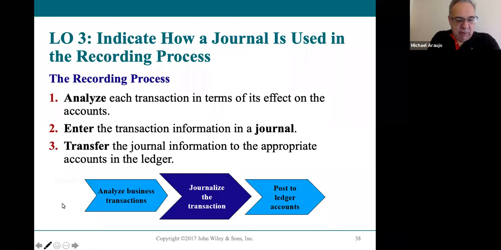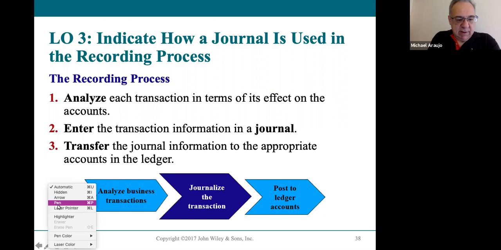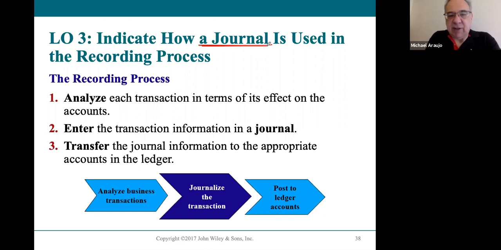All right, so welcome to Learning Objective 3 in Chapter 3. We're actually going to do accounting today, because accounting starts in something called a journal. But look how much we had to know before we could get to this point of starting to do accounting. You had to know all those accounts. You had to know how to do the transaction analysis.